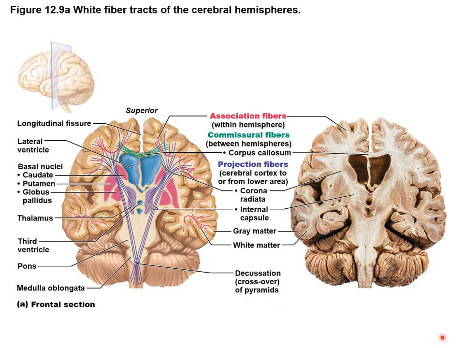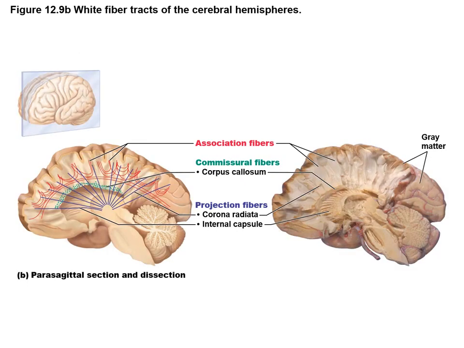So do they connect within the same side of the hemisphere? Do they cross from one side to the other, or do they move to other areas of the brain? And this is just another viewpoint so that you can see from a sagittal viewpoint here. The association stays within, commissural passes from one to the other, and the projection ones move down.